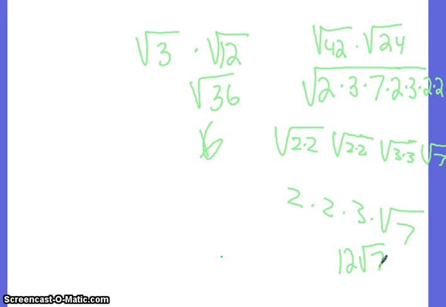12 times the square root of 7 is the answer. I can't simplify the square root of 7 any further. It's almost 9.2 or so. But you see how we do that? Okay, let's do one more, because you get 84 if you multiply them, and 9 times 9 is 81.